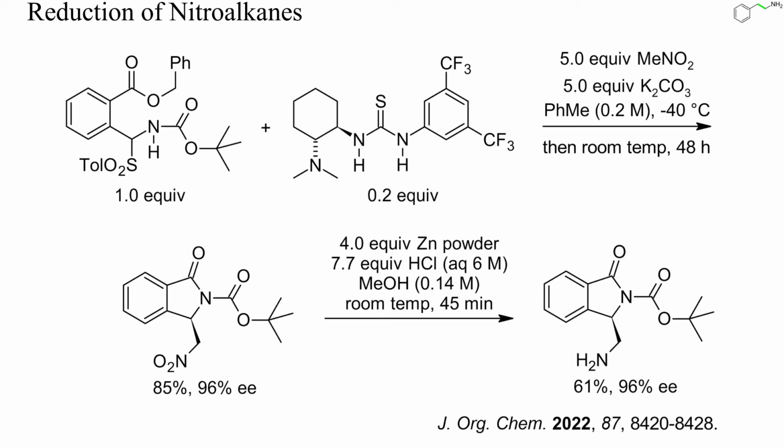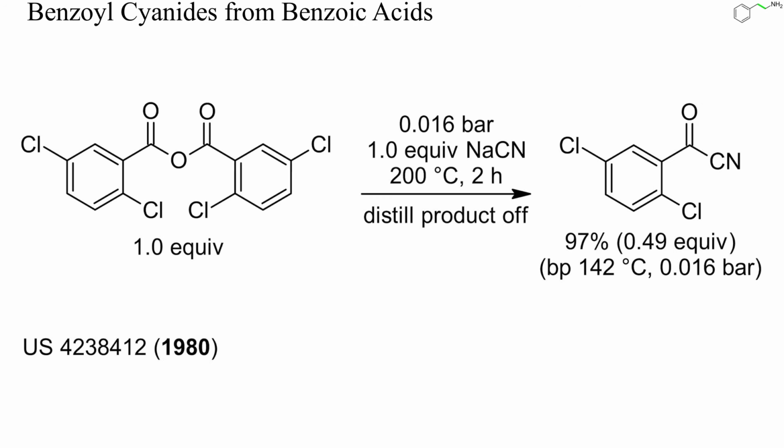Here, a nitroalkane was prepared enantioselectively by treating a protected benzaldehyde with nitromethane and 20% of a chiral amine. Reduction with zinc and hydrochloric acid gave the target primary amine. Another approach to phenethylamines is reduction of benzoyl cyanides. Although this seems attractive at first glance, this route has only rarely been used. The reasons are that both the preparation of benzoyl cyanides and their reduction are difficult.